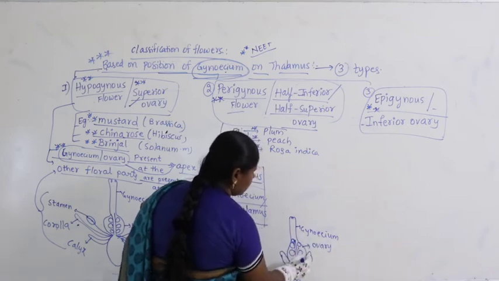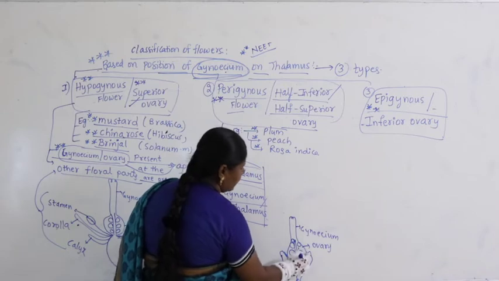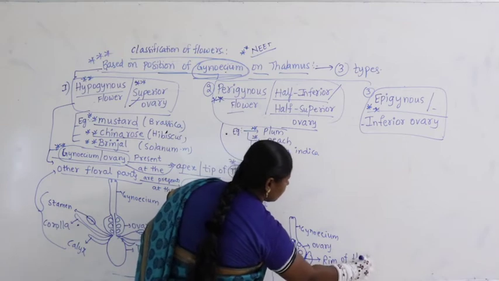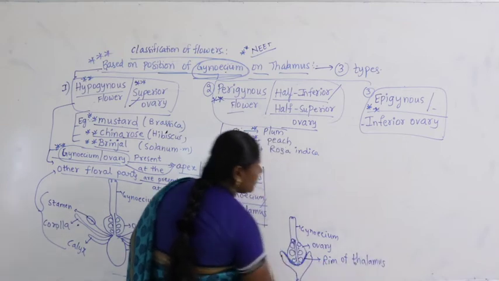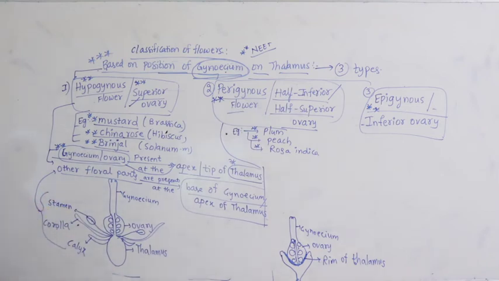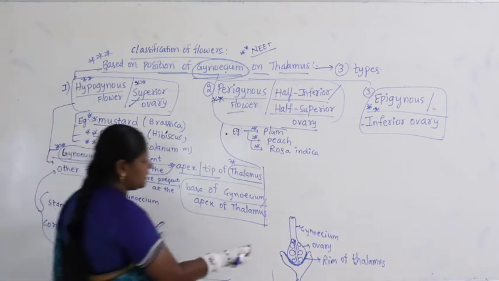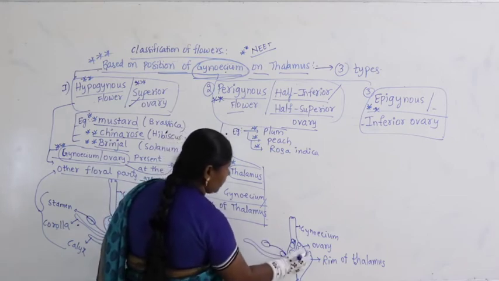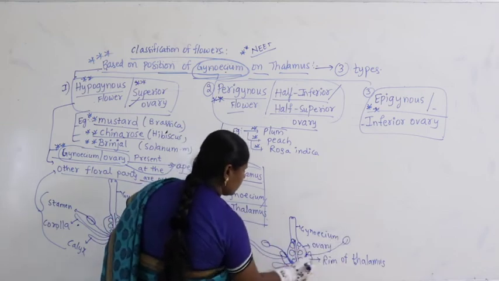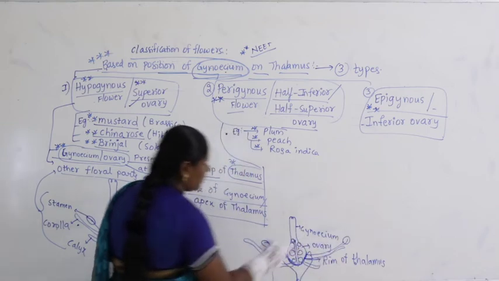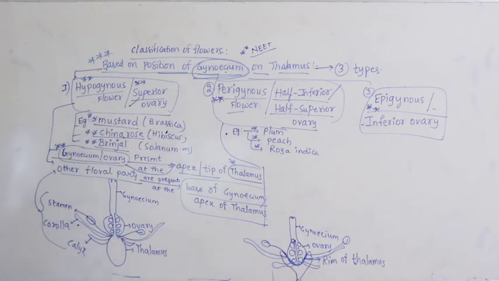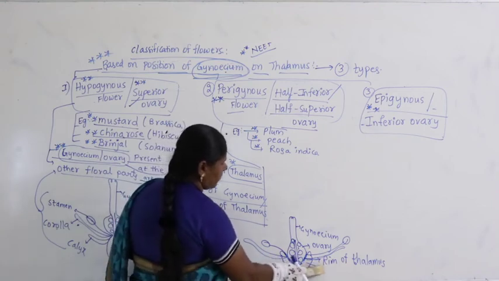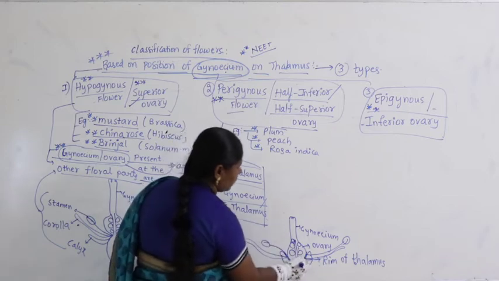Now, if you look at, this is the surface of the thalamus, this is called rim, rim of thalamus. Rim means on the surface. Now, where are the remaining floral parts present? They are present on the rim of thalamus. So, it is like this. Do not draw like this, just show like this. All will be arising from the point, you can show like this.